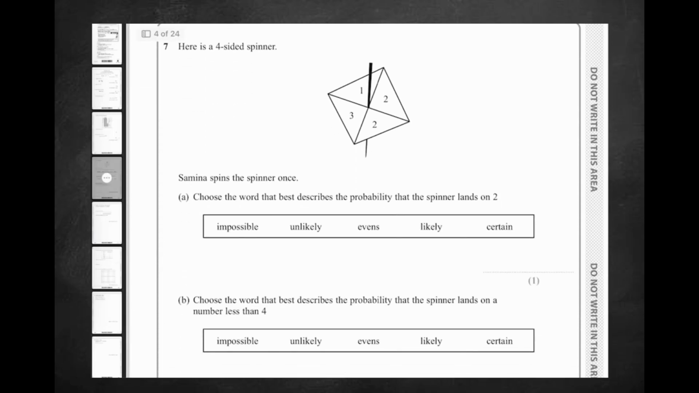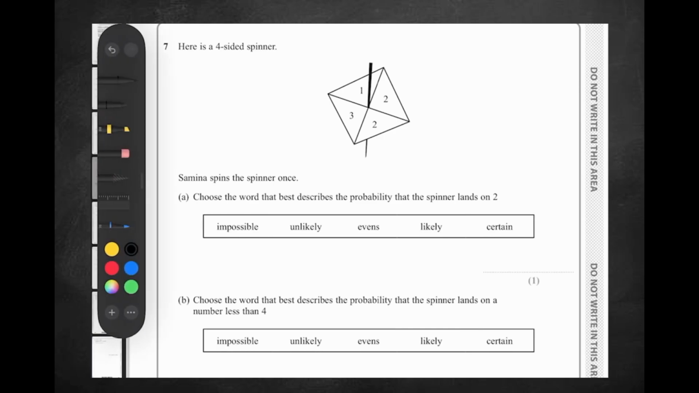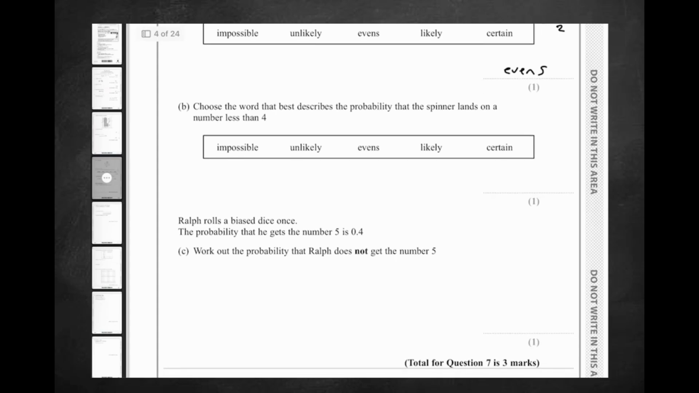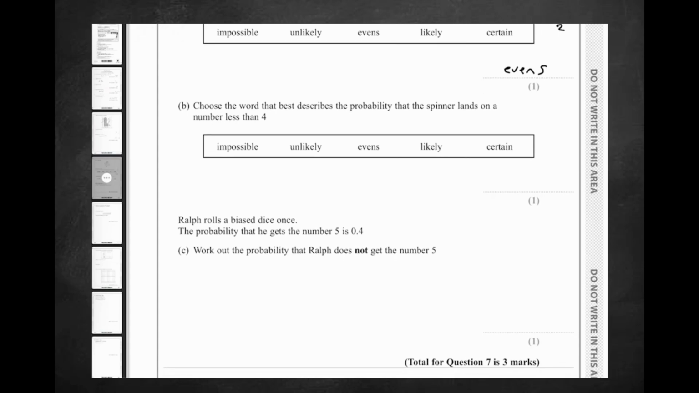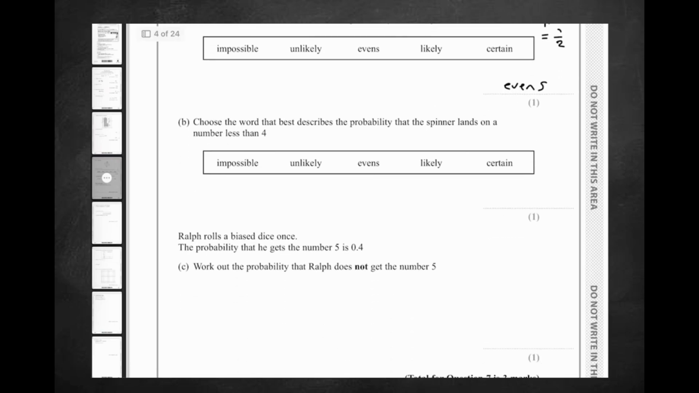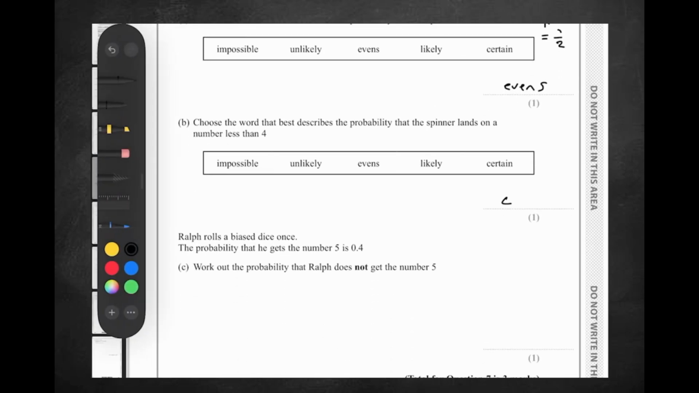Question number 7. Here is a 4-sided spinner. Samina spins the spinner once. Choose the word that best describes a probability that the spinner lands on 2. That would be 2 possibilities out of the 4 total possibilities, which is a half, which we would describe as evens. And part B, choose the word that best describes the probability that the spinner lands on a number less than 4. Well, all the numbers are less than 4, so it is going to be certain.